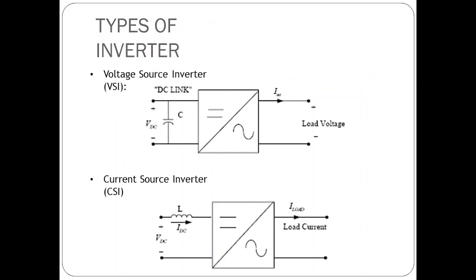Now we will see the types of inverters. What are the types of inverters? The first is the voltage source inverter. We will see how the voltage source inverter operates and how the current source inverter operates. Now we will see the voltage source inverter, that is VSI, and the current source inverter, CSI.